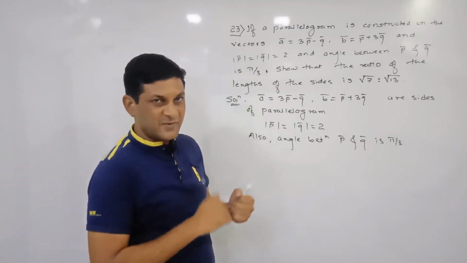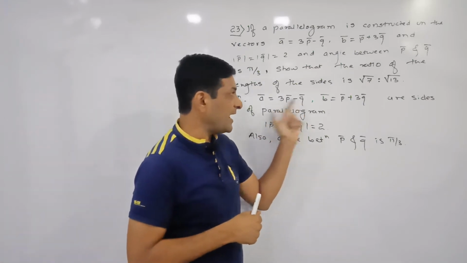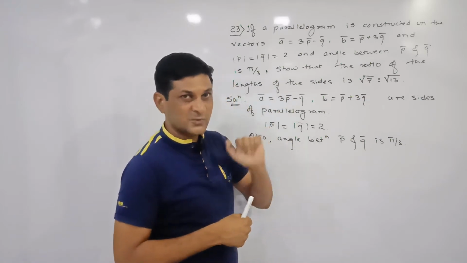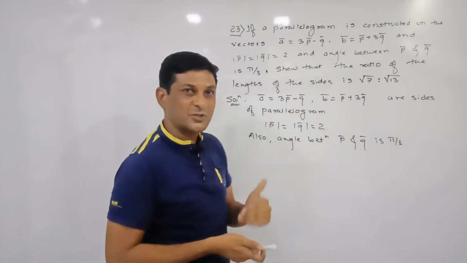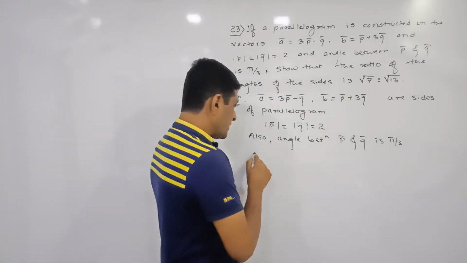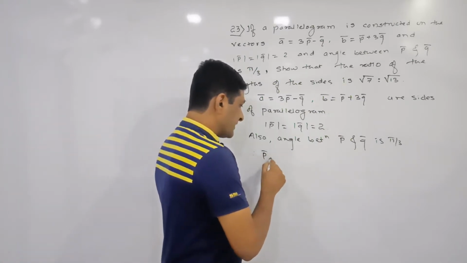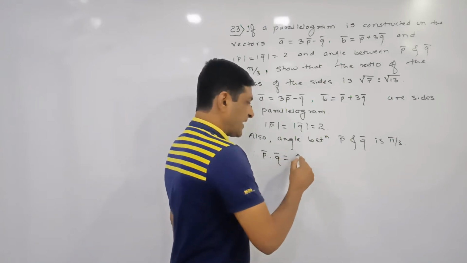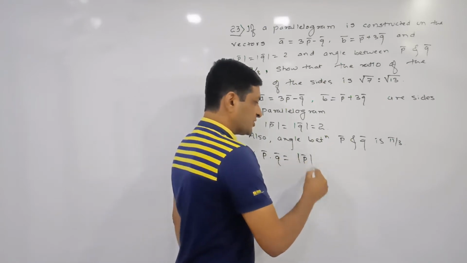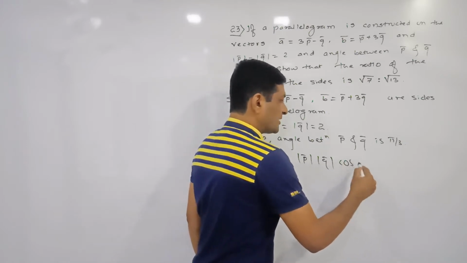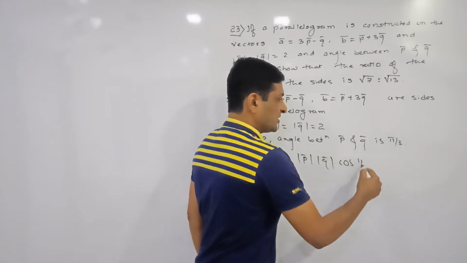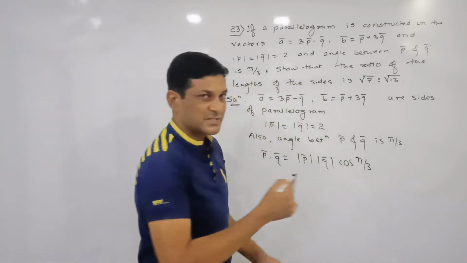So first we are finding the dot product of p bar and q bar, because the value of a bar is in terms of p bar and q bar, and b bar is also in terms of p bar and q bar. So here, for the dot product of p bar and q bar, we are applying the definition. What is the definition? Magnitude of p bar into magnitude of q bar into cos theta. But theta is how much here? Pi by 3. Pi by 3 means 60 degrees.